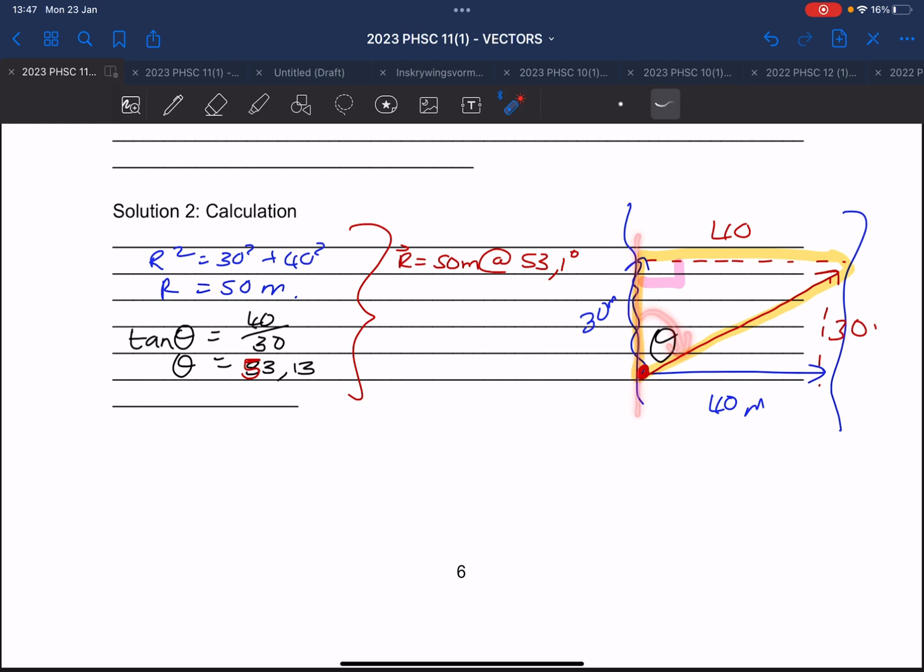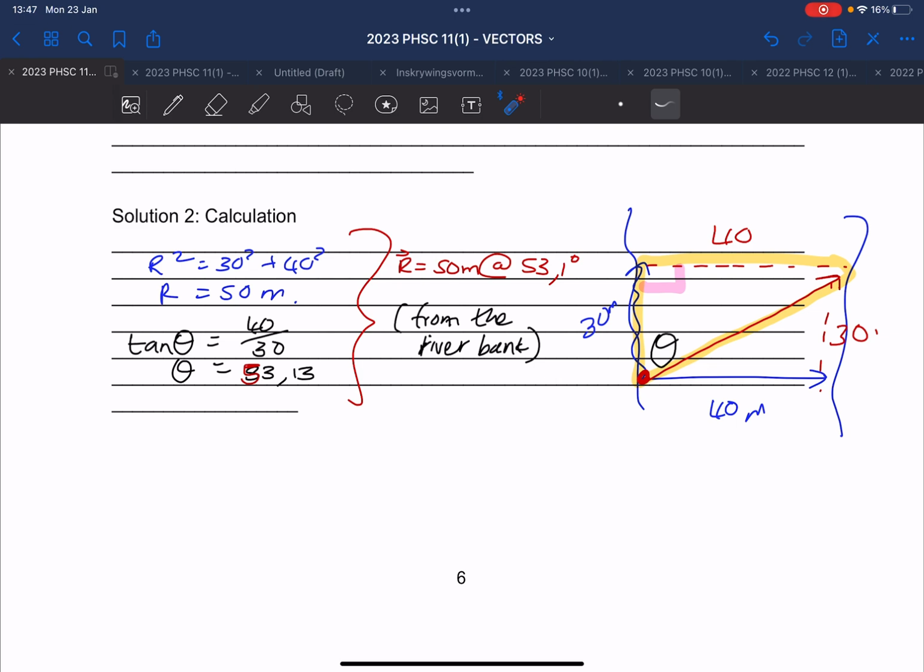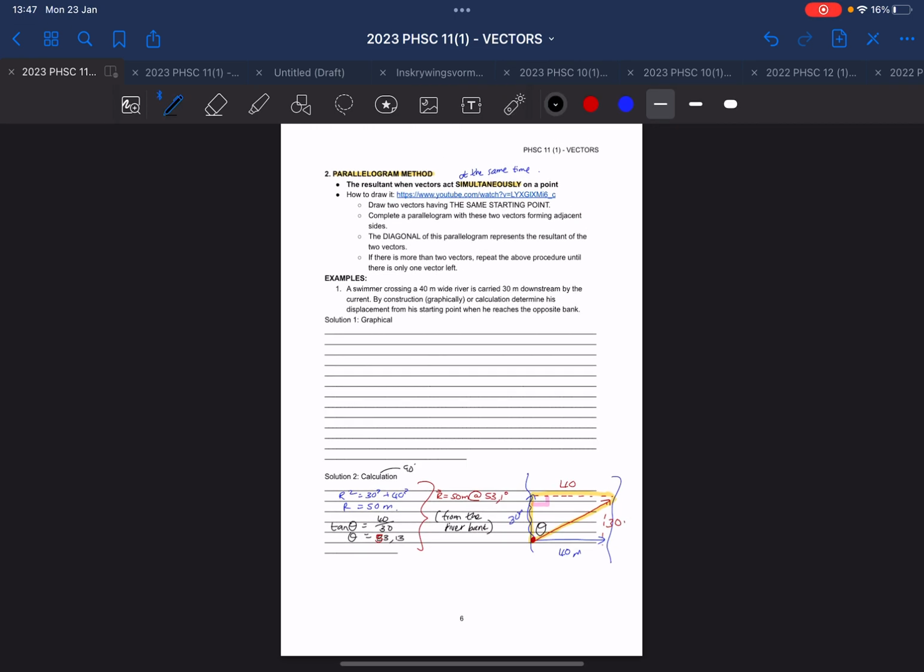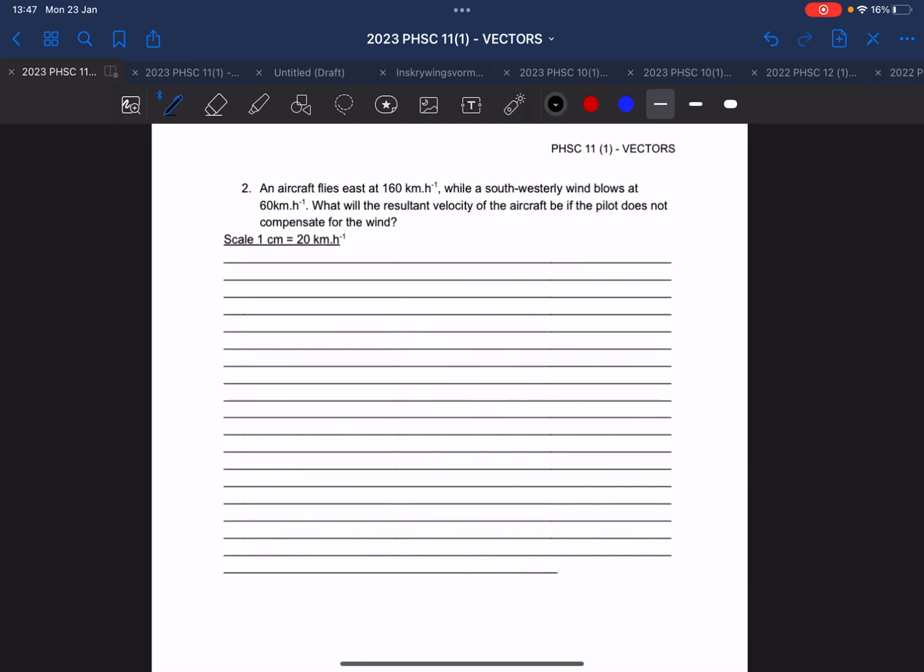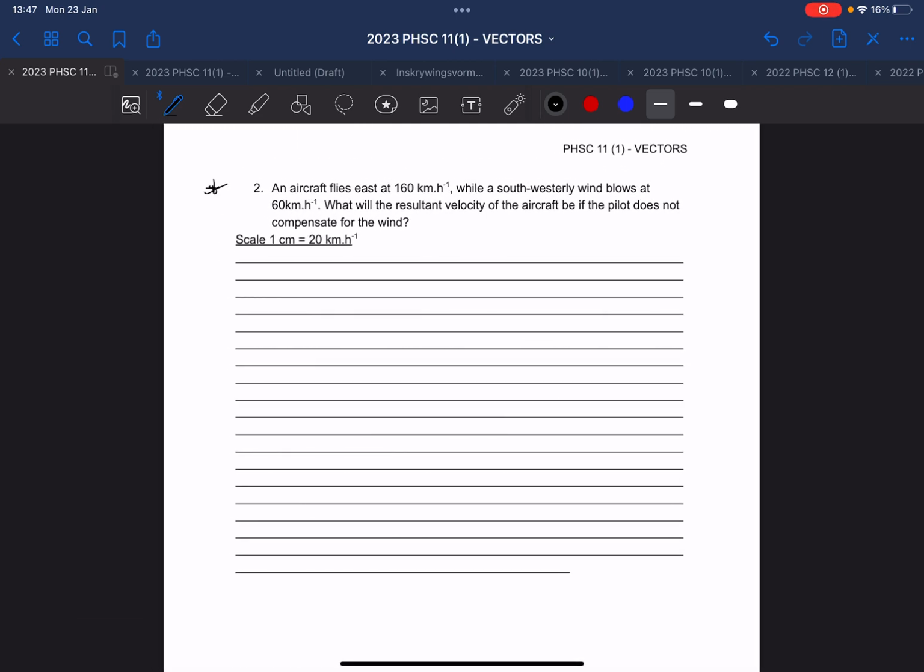So that will be from the 0 degree line, that will be the angle, or you can say that from the river bank. Why? Because that is from the river bank there. Alright, so that is the way to calculate it. Remember, you can only calculate it if there's a 90 degree angle. Okay, and then this one here I'm not going to do with you. Again, I need to do this with you in class.